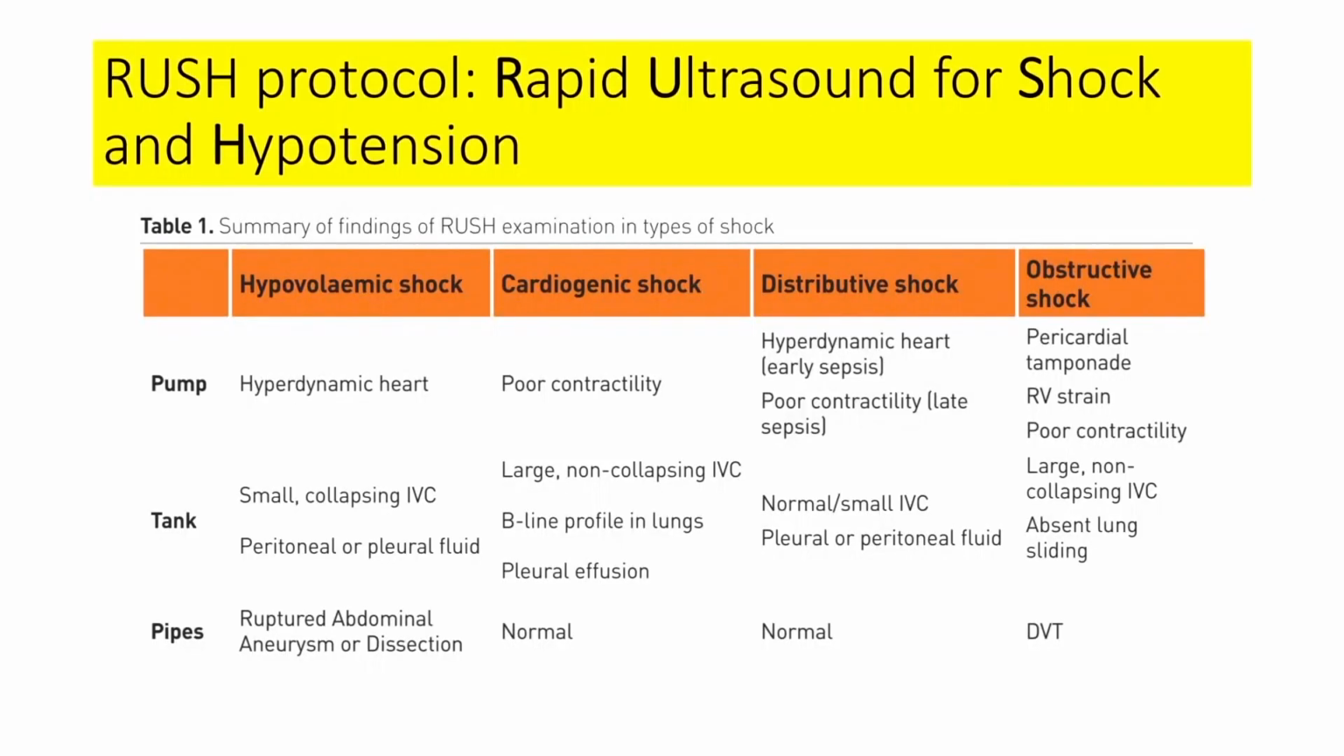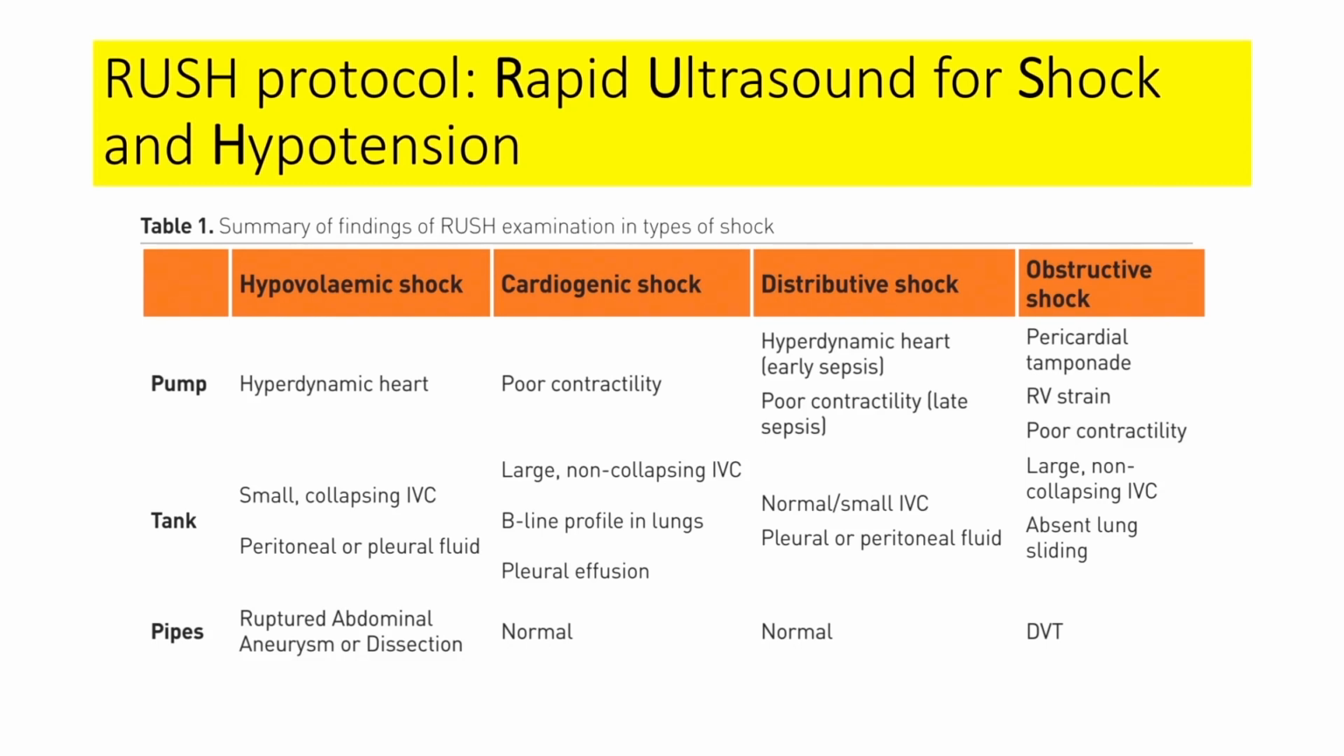And as I said, patterns. There are specific patterns for different types of shock based on the assessment of pump, tank, and pipes. Hypovolemic shock, hyperdynamic heart, pump is hyperdynamic, the tank is small, collapsing, and there is a lot of free fluid collected elsewhere outside the vessels, which is blood possibly. And in the pipes you may have a ruptured aortic aneurysm, or you may have a dissection. Similarly for cardiogenic shock, poor contractility, large non-collapsing IVC, a congested lung which is manifest in the form of excessive amount of B-lines, pleural effusions if you have a biventricular failure, and the pipes are more or less normal here.